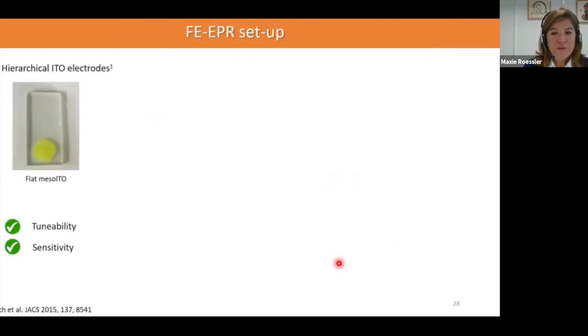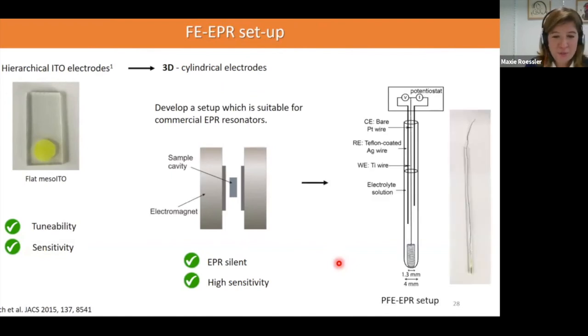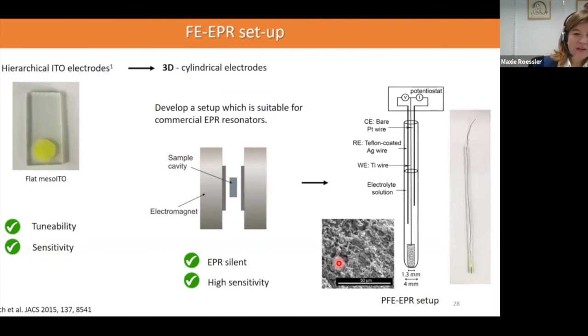So after quite a bit of thinking, we decided that the best place to start would be ITO type electrodes. And actually, this is how we started the collaboration with Erwin Reisner's group in Cambridge, who've developed these hierarchical ITO electrodes. And what Caltum did, which was quite a lot of hard work, was to translate this to a setup that is usable with our commercial EPR spectrometers. And this is approximately what it looks like here, our PFE EPR setup. And that's a corresponding SEM image to show you what this meso-ITO structure, which is actually assembled bottom up from nanoparticles, looks like.